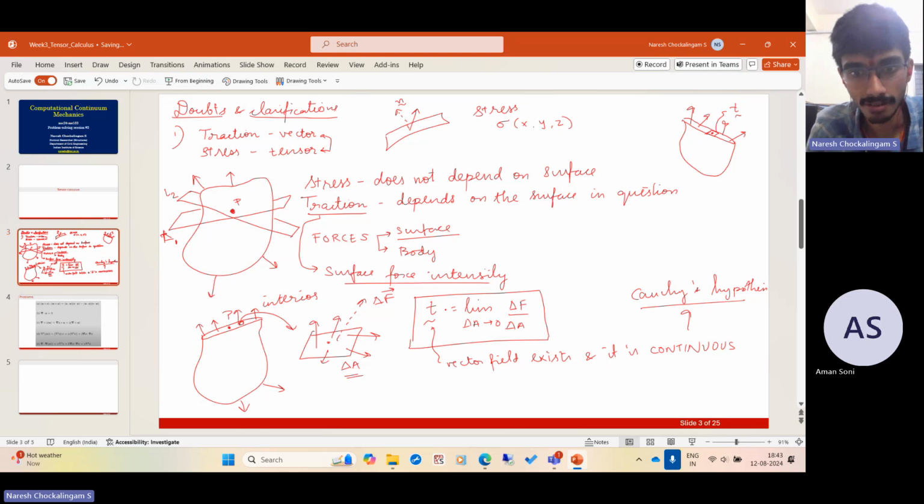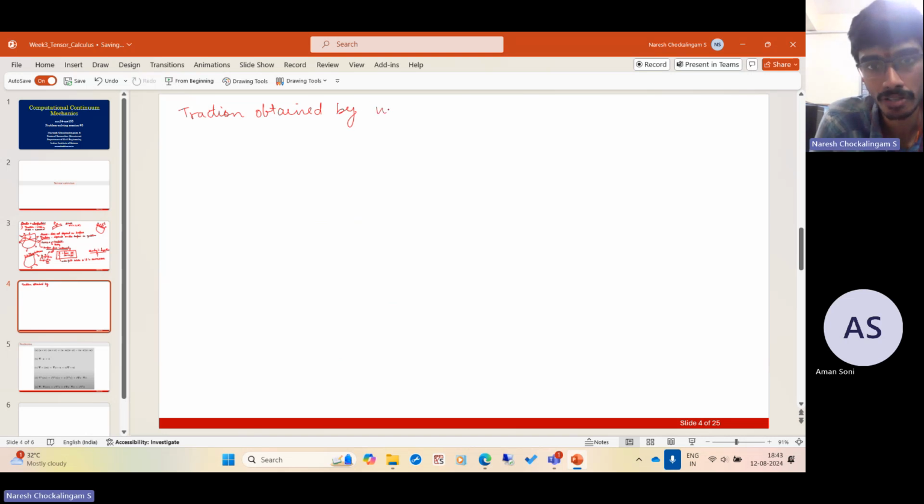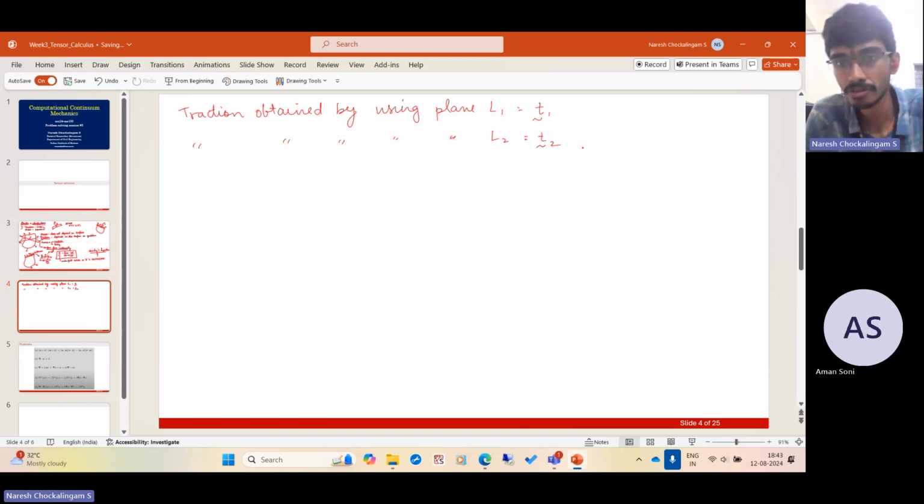This plane L1. So let us call the traction obtained by using plane L1 T1, and the traction obtained by using plane L2 is T2. If you have to see why these two have to be different, consider just the usual tensile test.